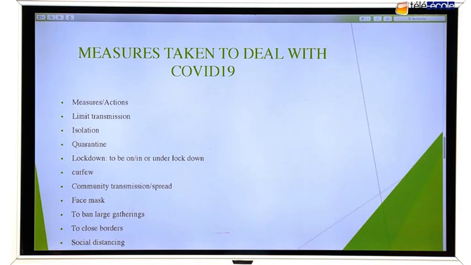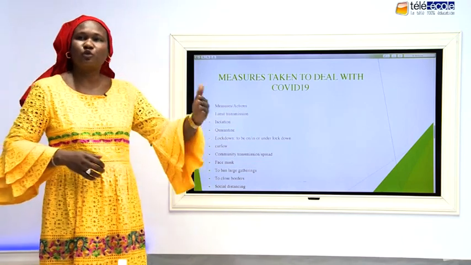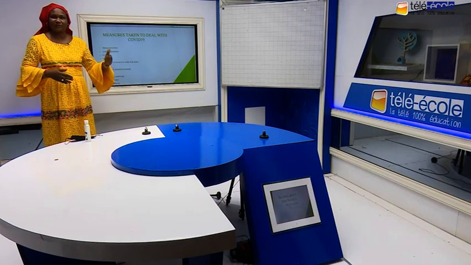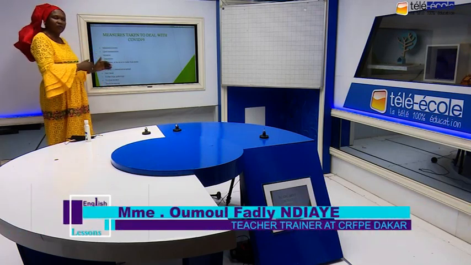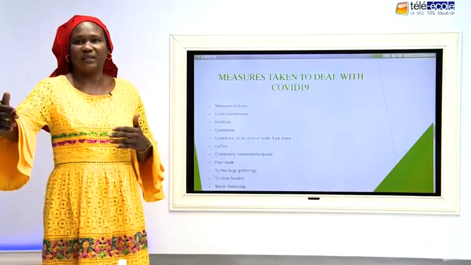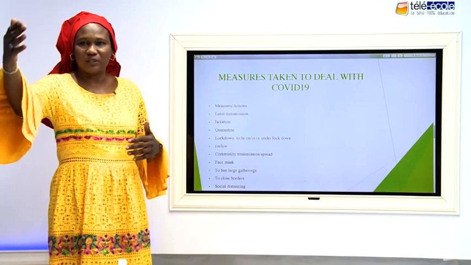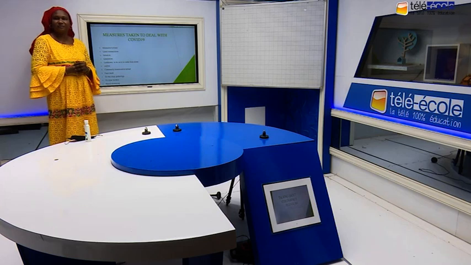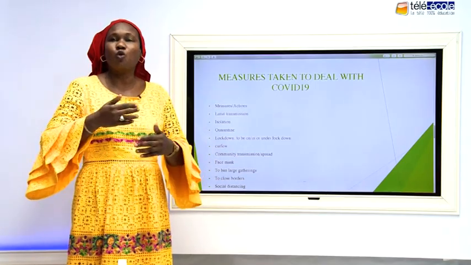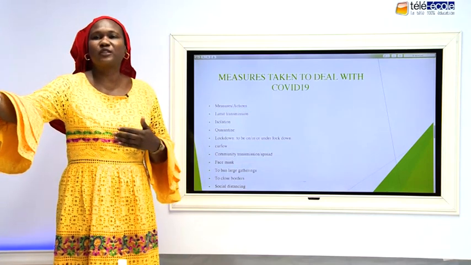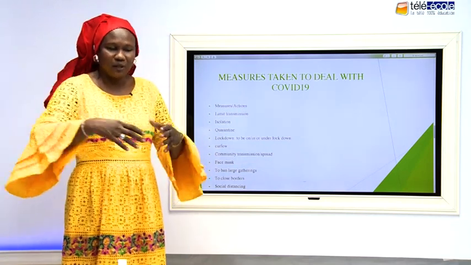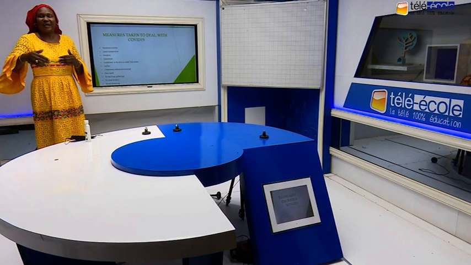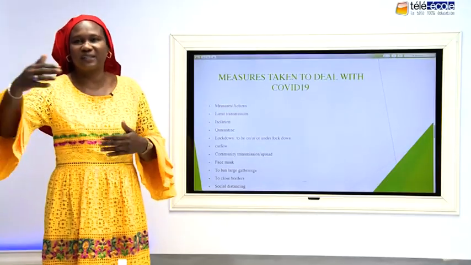To close borders. A border is a line between two countries. For example, between Senegal and the Gambia, there's a border. When borders are closed, it means that you can't go from one country to another. People from Senegal can't go to the Gambia and vice versa. We have social distancing. What does it mean? You have to stay away from people, at least 1 meter. When we are together, we have to keep a distance, at least 1 meter between one person and another.